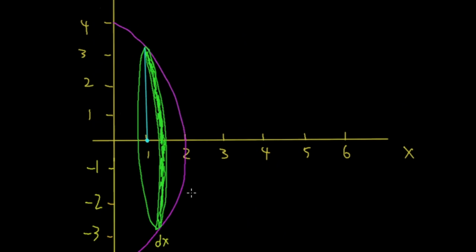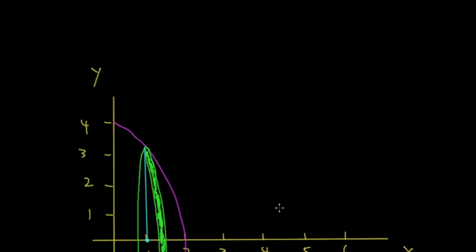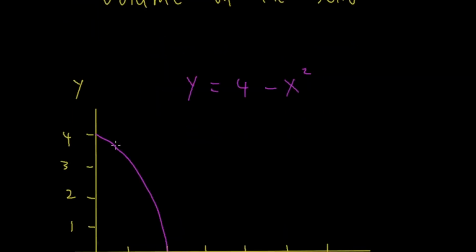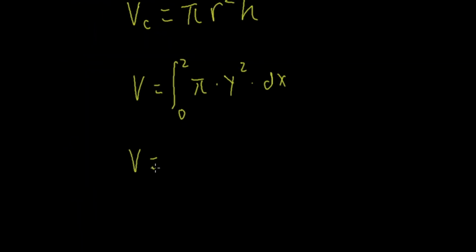But we have to sum up the volume of all the cylinder discs from 0 to 2. Then we have to do an integral from 0 to 2. However, we're integrating dx here, and this is a y value, so we cannot just integrate like this. We have to write y in terms of x. And that will be easy because we know that this curve is y equals 4 minus x squared. So I can rewrite this as the integral from 0 to 2 of pi times (4 minus x squared) squared dx. And that's the volume of this solid.